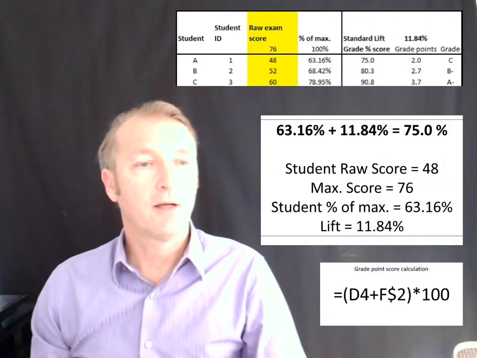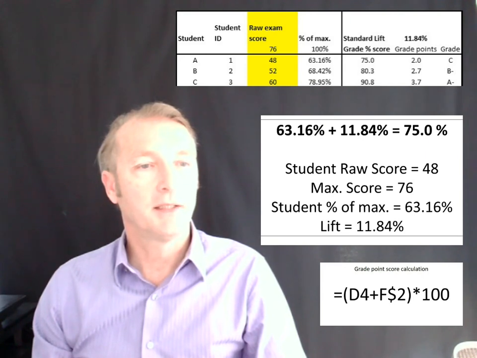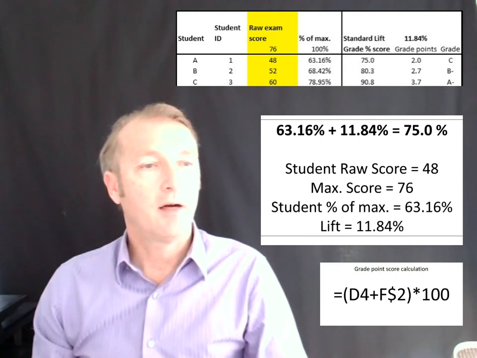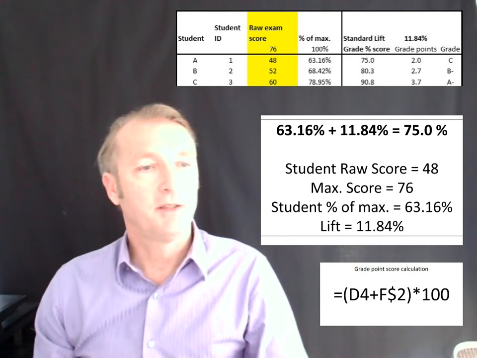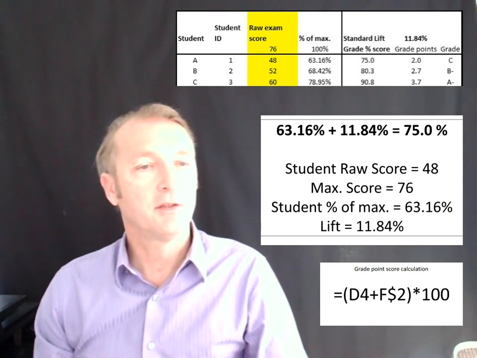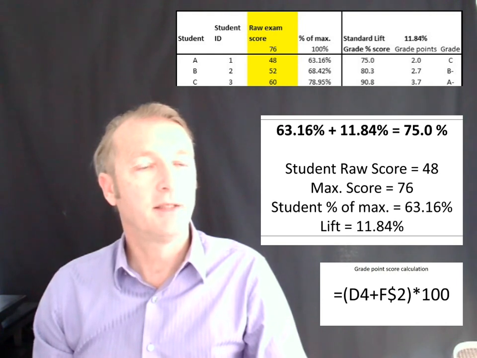So let's take a look at what happens here. You can again see the formula. We have the score of student A. That scores 63.16. We have a lift of 11.84%. And that's why we get the lifted score to 75%.